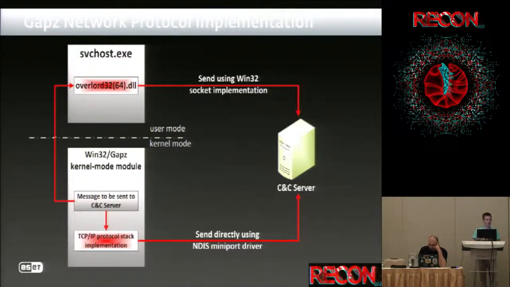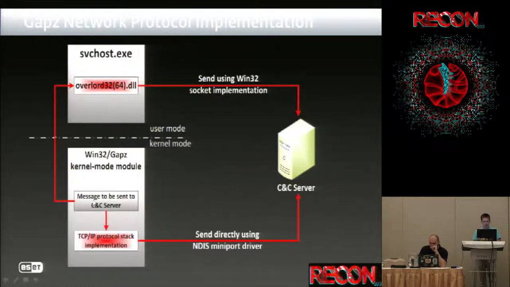There are two ways the malware is able to communicate with the CNC server. The first way is to use the plugin Overlord 32 or 64, which is injected into, let's say, svchost.exe. The malware transmits the message to be sent over the network to the plugin, and the plugin sends it to the CNC server using the Windows socket implementation.